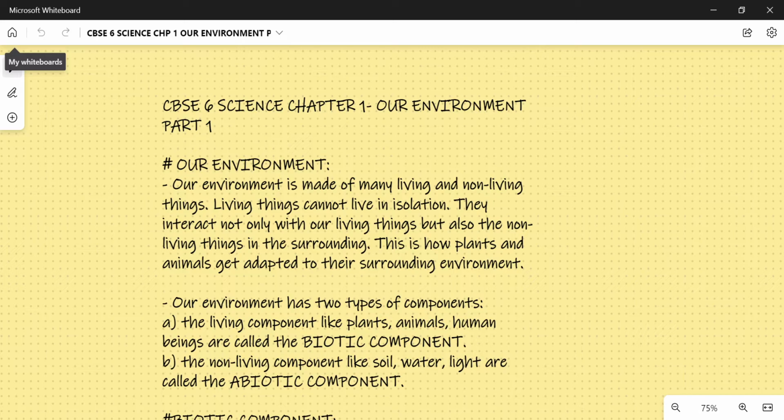Our environment is made up of both living things as well as non-living things. Living things cannot live alone. That means they cannot live in isolation. They need to interact with other living things and non-living things in our surrounding. This helps the plants and animals to get adapted to their surrounding environment.